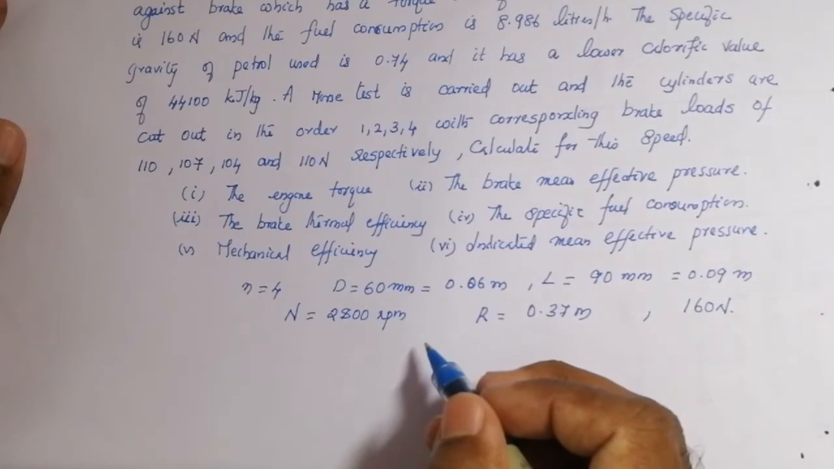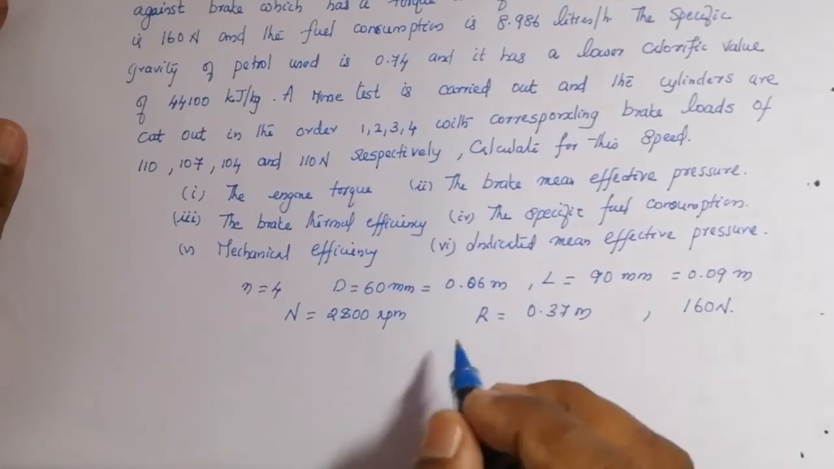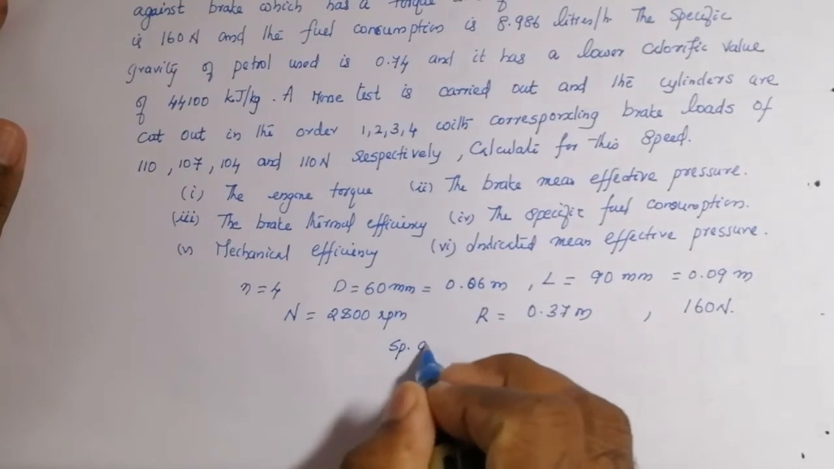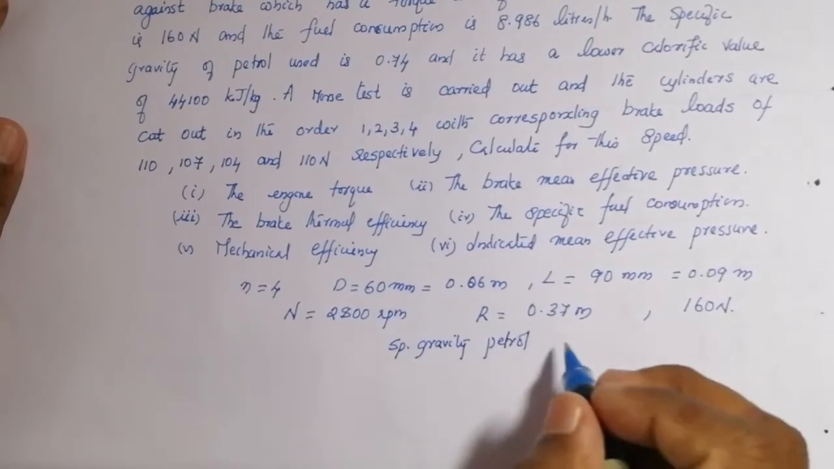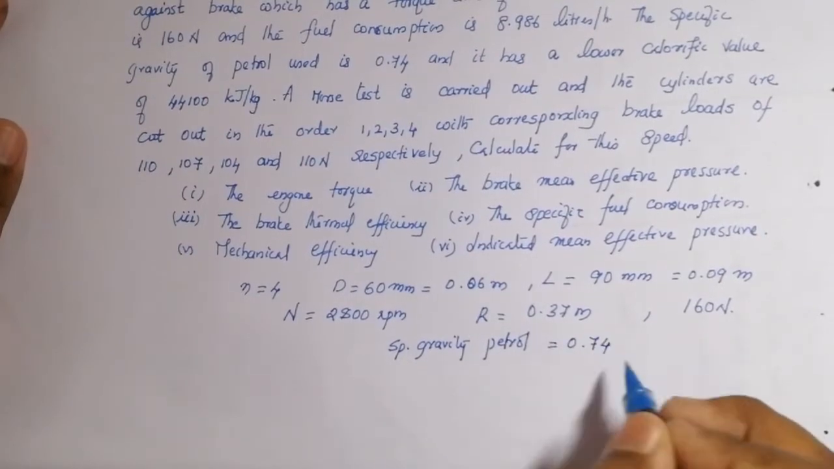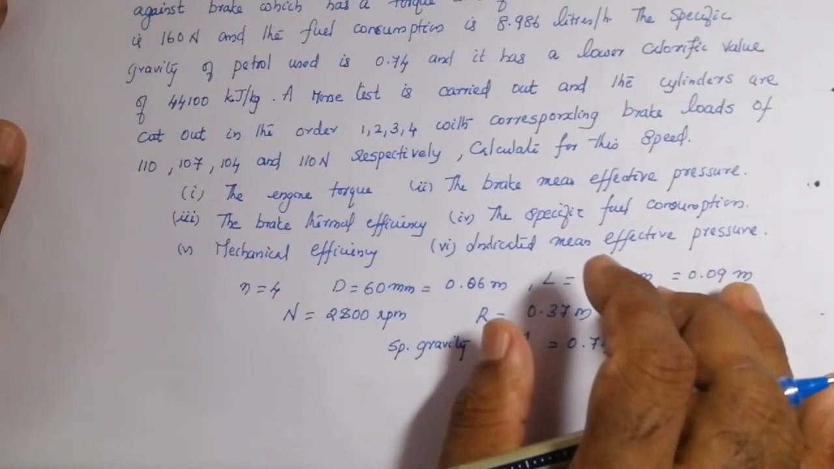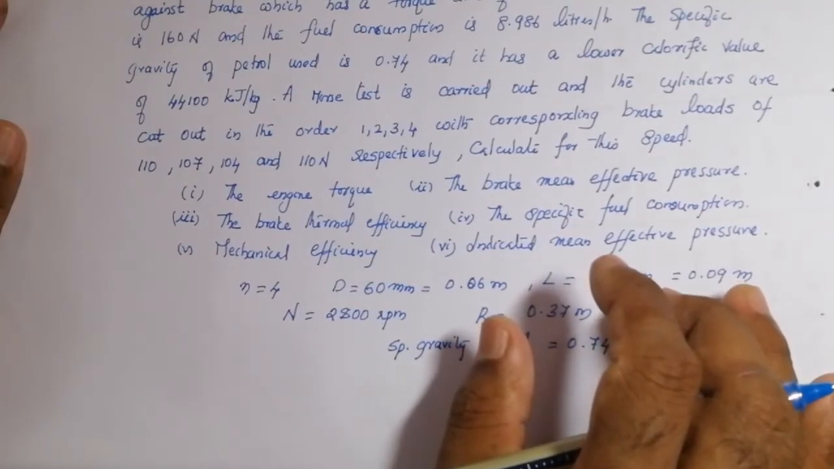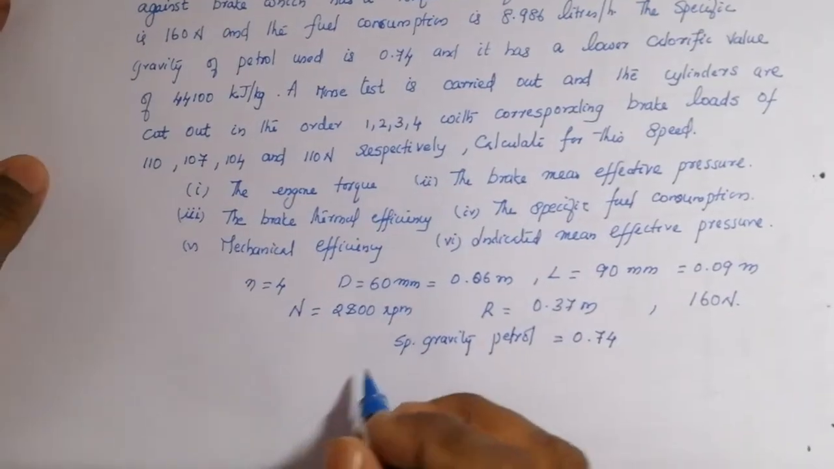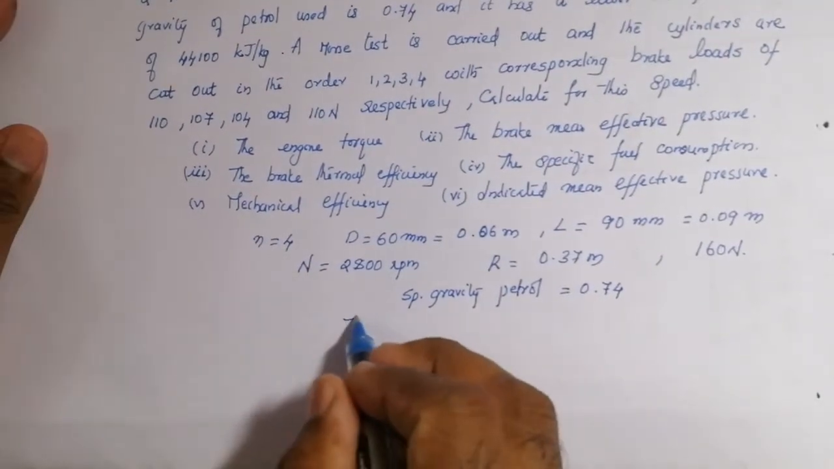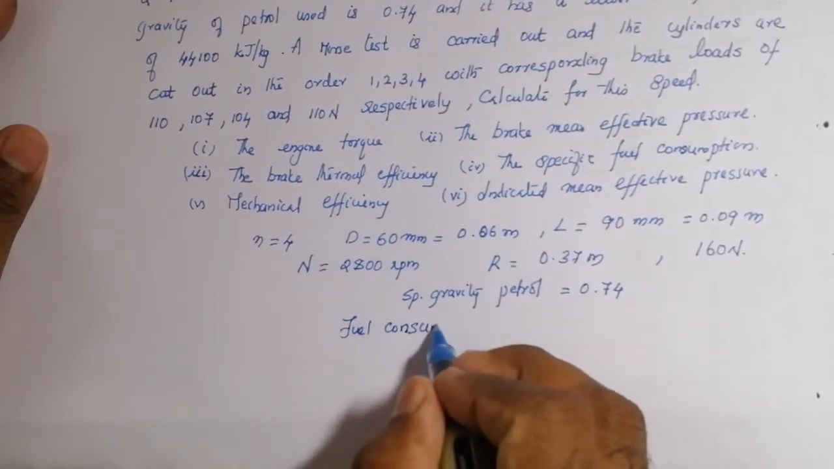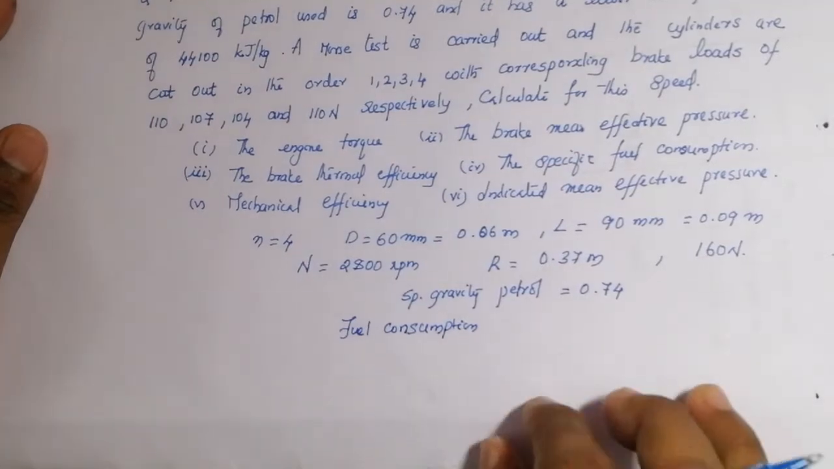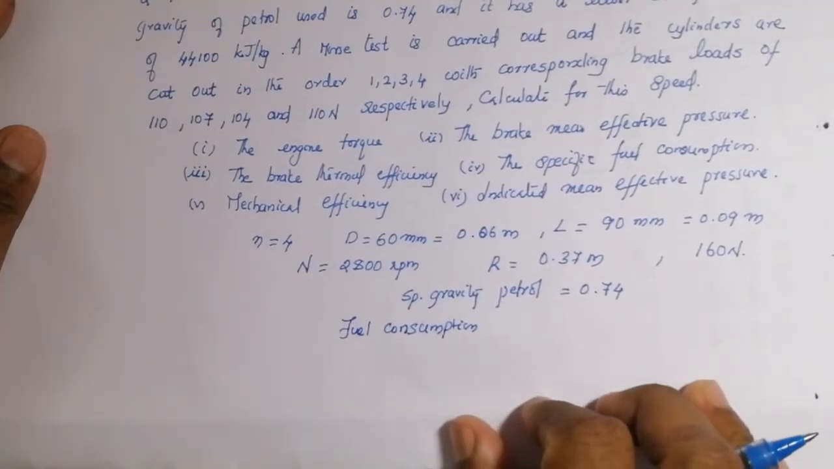Then fuel consumption. Okay, so the specific gravity of petrol is given as 0.74. Since we need to find out the fuel consumption, because we need to use the fuel consumption for the brake thermal efficiency.